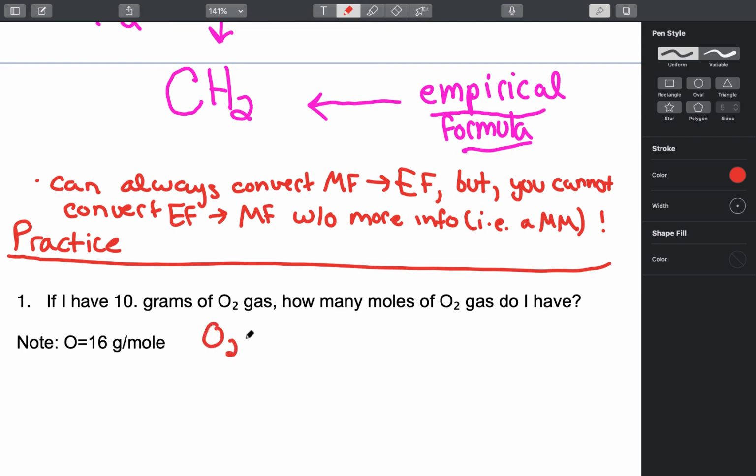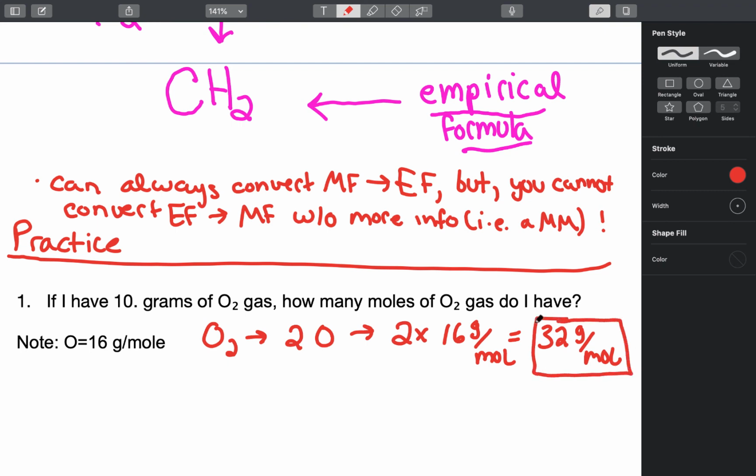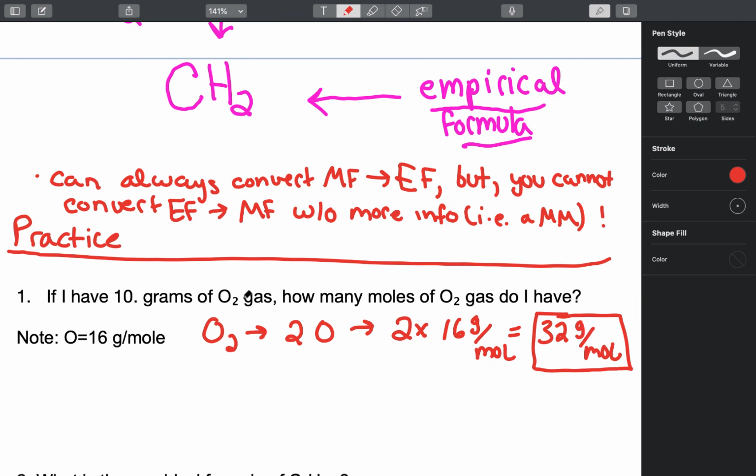Now O2 is made up of 2 oxygen atoms. So in order to find the molar mass of O2, all you have to do is multiply the molar mass of oxygen times 2, which would give you 32 grams per mole. And this is your molar mass of oxygen gas. So now we can convert this 10 grams into moles.